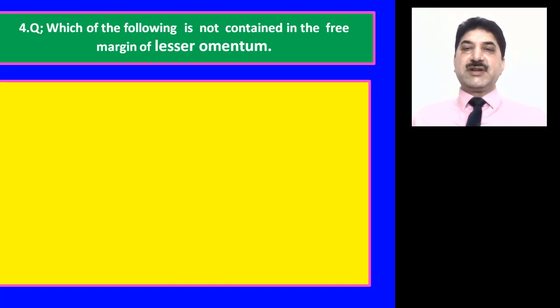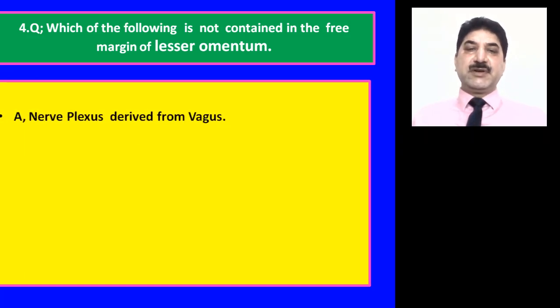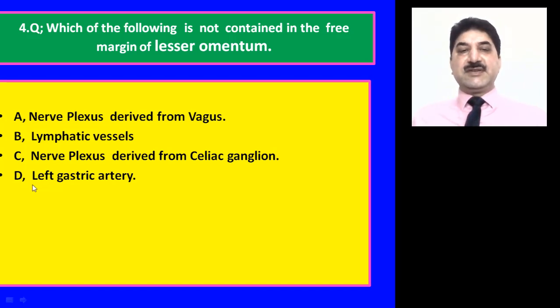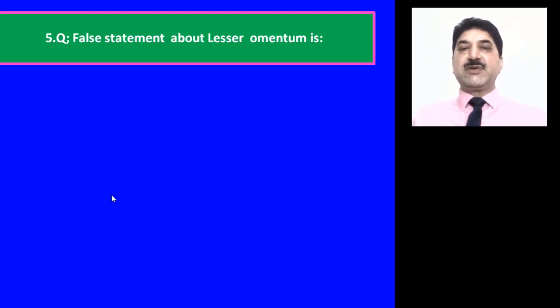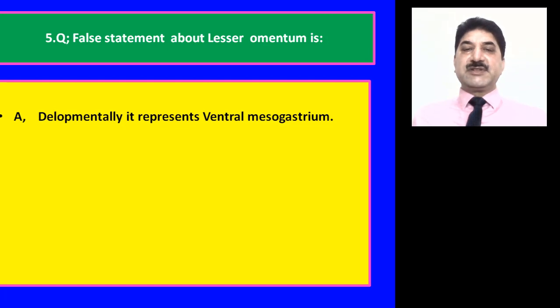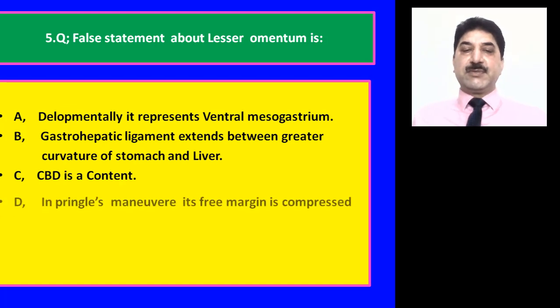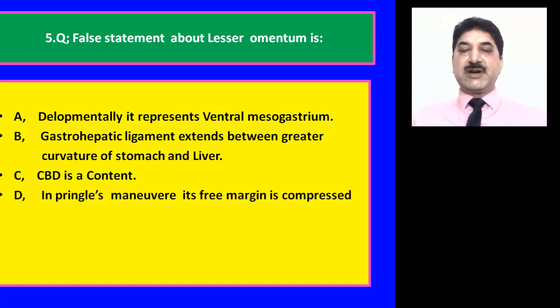Which of the following is not contained in the free margin of lesser omentum? Nerve plexus derived from vagus, lymphatic vessels, nerve plexus derived from celiac ganglion, left gastric artery. D is not a content of free margin of lesser omentum. False statement about lesser omentum: developmentally it represents ventral mesogastrium; gastrohepatic ligament extends between greater curvature of stomach and liver; CBD is a content of lesser omentum; in Pringle's maneuver, its free margin is compressed. B is the wrong option.